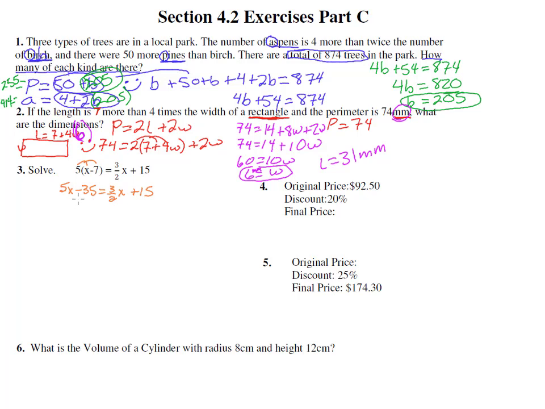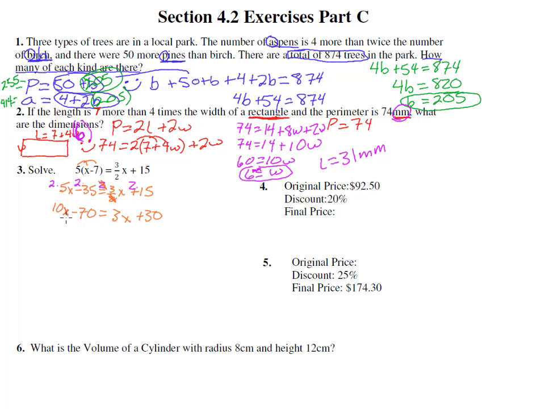Other things we can do to simplify. Are there fractions? There are. So we can times through by the least common denominator. There's only one denominator and it's 2, so we can times through by 2 everywhere. And so we get 10x right there. 10x minus 70 equals that 2 and that 2 cancel, so we're left with 3x plus 30. Okay, any other way to simplify?